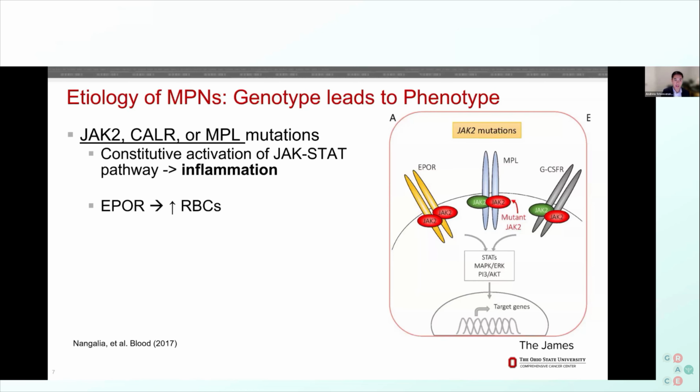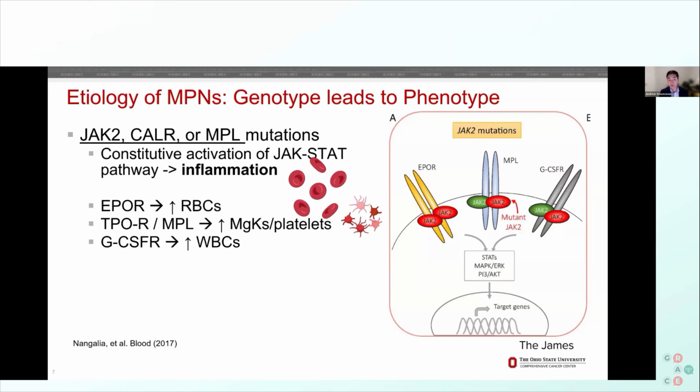And what happens is that once the JAK2 mutation is in the always-on position, when the EPO receptor is activated, you get quite a lot of red blood cells. When the thrombopoietin receptor is activated, the middle one called MPL, you get a lot of platelets. And similarly on the right side, when the GCSF receptor is activated, you will get a lot of white blood cells as well. So the genotype, meaning the mutations of JAK2, leads to the phenotype, meaning how the patients present with increased production of all these blood cells.